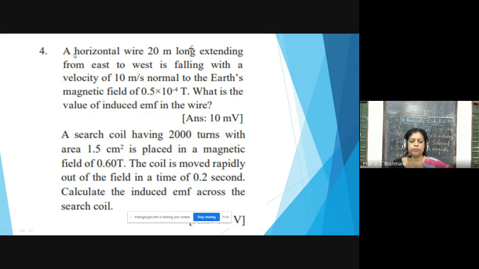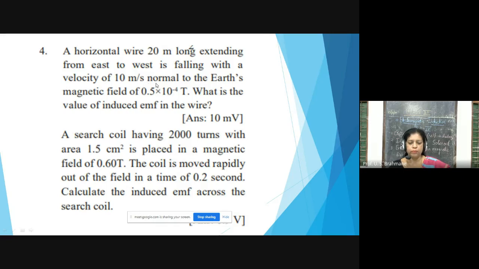The problem is: a horizontal wire 20 meters long, extending from east to west, is falling with a velocity of 10 meters per second normal to the Earth's magnetic field of 0.5 into 10 raised to minus 4 Tesla. What is the value of the induced EMF in the wire? So you have to find small e. The horizontal wire is 20 meters long, falling from east to west with a velocity of 10 meters per second.